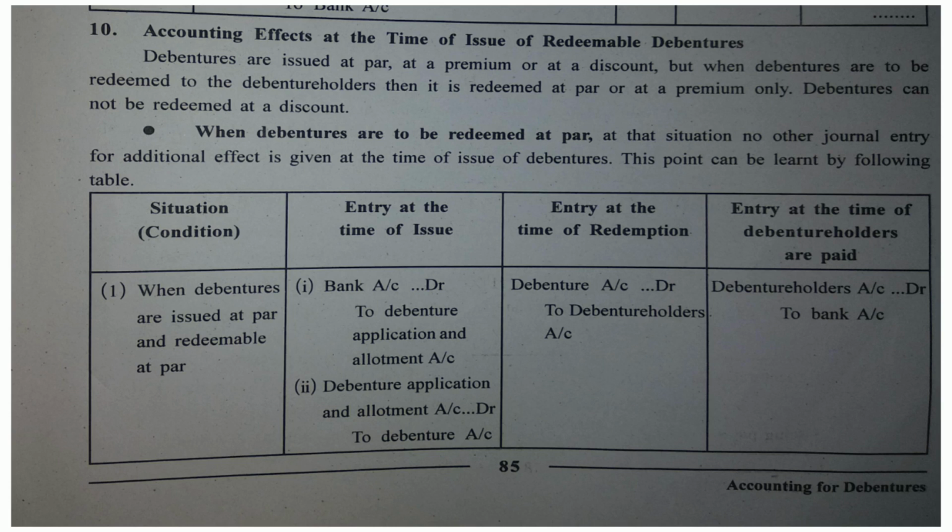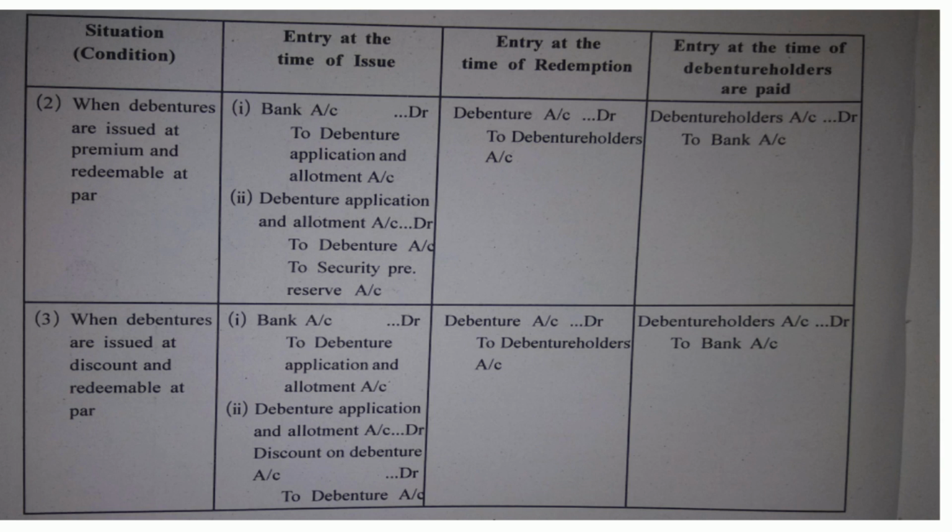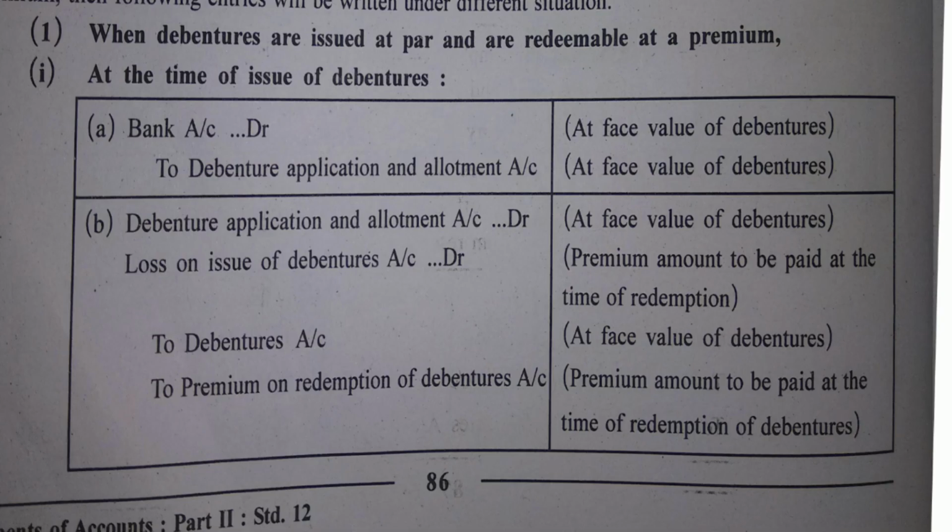First condition, issued at par, redeemable at par. Issued at premium, redeemable at par. Issued at discount, redeemable at par. Journal entries for its issue and redemption are given here. The entire table is most important. It starts from page number 85, continued to page number 86. Yes? And on the same page again, page number 86, the different situations for issue and redemption of debentures are again presented.